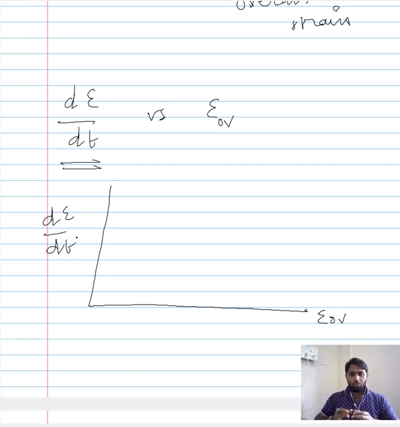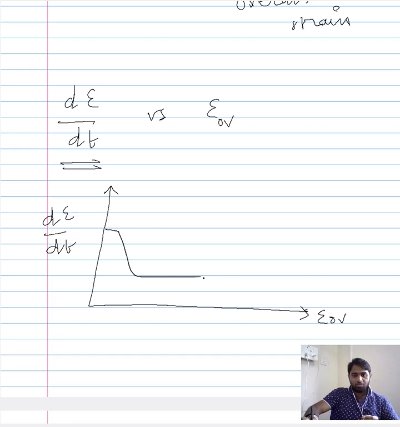So ultimately, by considering the overall strain on the x-axis and the creep rate, the change in the strain over a period of time, on the y-axis, you are plotting the creep rate versus the overall strain curve. And when you relate the strain over a period of time to the overall strain, you can arrive at this plot which we have seen in the earlier section.